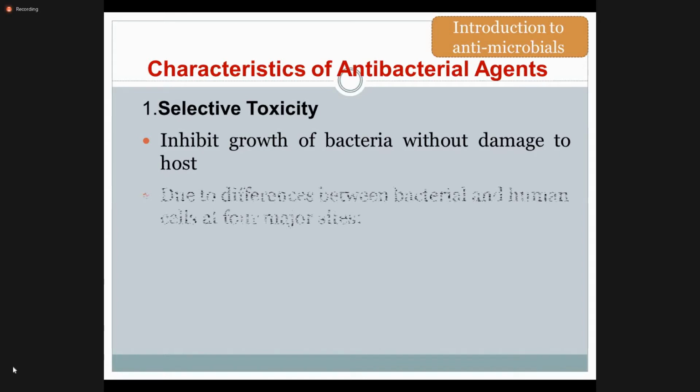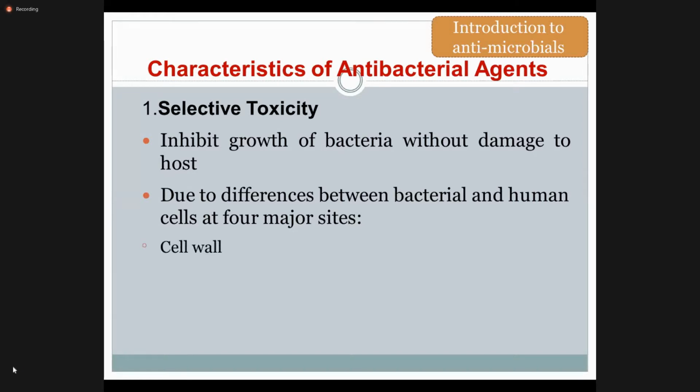And why does it occur? Due to differences between bacterial and human cells at four major sites. Number one, cell wall. Number two, cell membrane, then ribosomes, and nucleic acids. So these are the different sites where antibiotics produce their activity. And on the basis of these sites, we can also classify antibiotics into different groups.